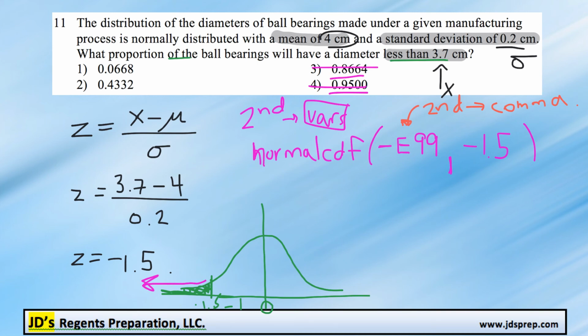So then you'll press comma, negative 1.5, close the brackets, press enter, and then you'll get an answer, in this case, of 0.0668. And that looks like it matches option number 1.